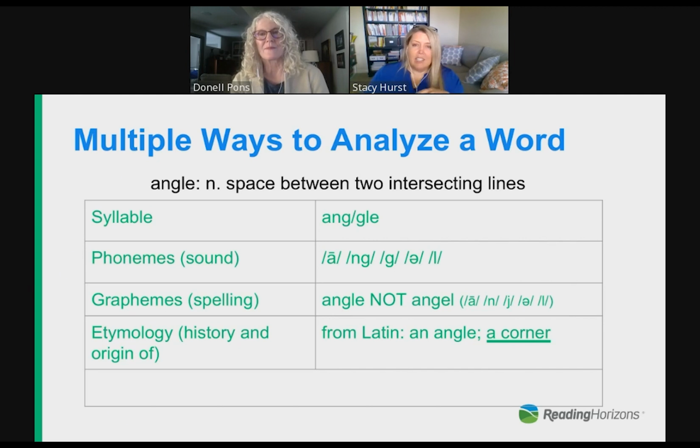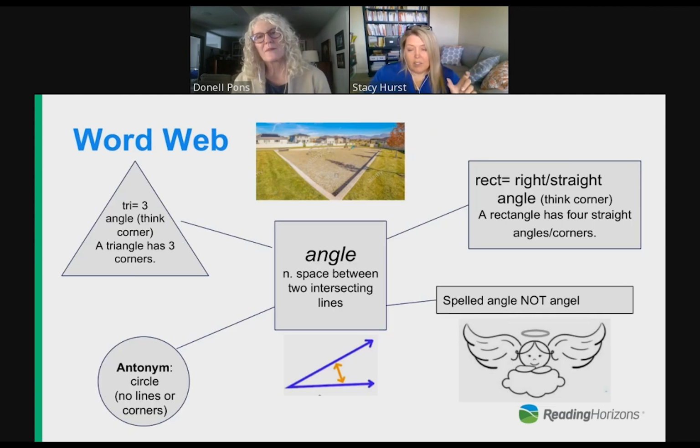So going to the next slide, now that we have an understanding of the word angle, and we have some pictures demonstrating that in math and in their environment, it's not so hard to teach what a triangle is, right? So tri means 3. Angle, we already know, is a corner. Triangle has how many corners? 3. Rect means straight. So it's a straight angle. A rectangle has 4 straight angles, 4 corners. That's a little longer than a square, right? And then the antonym would be a circle, because there are no straight lines, no corners.